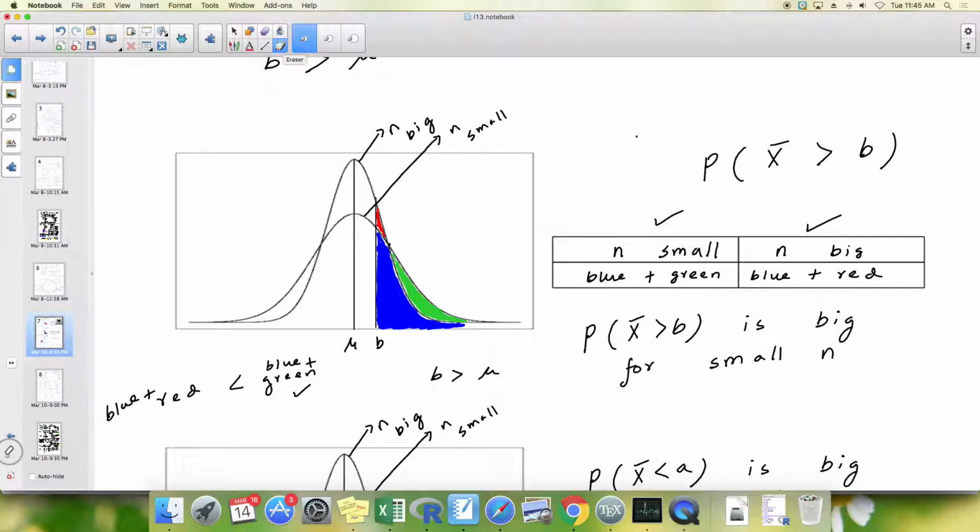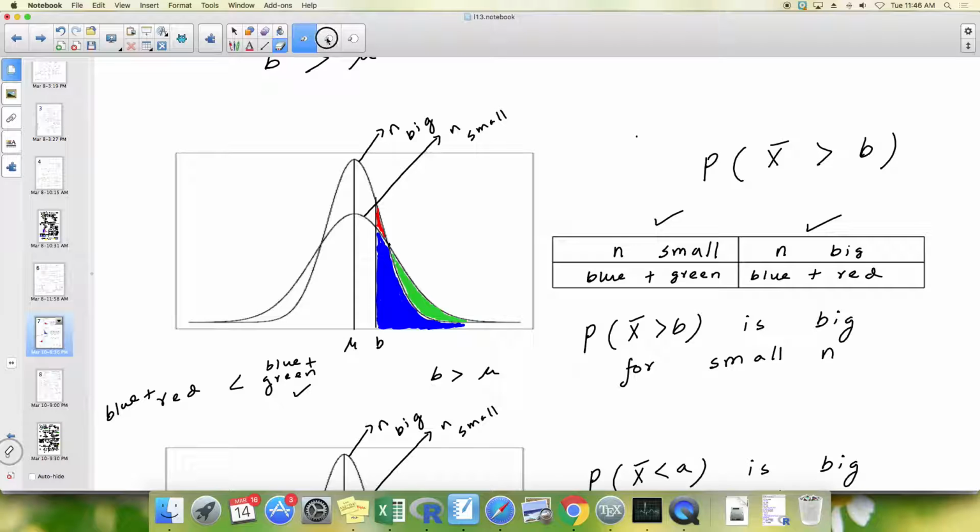So look at the skinny graph. That means for n big. For the skinny graph, the right hand tail is blue plus red. And for the flat and short graph, that means for n small, it's blue plus green. This I cannot explain anymore. You have to observe it. That's all. It's clear from the picture. So now we are comparing between blue plus green and blue plus red.